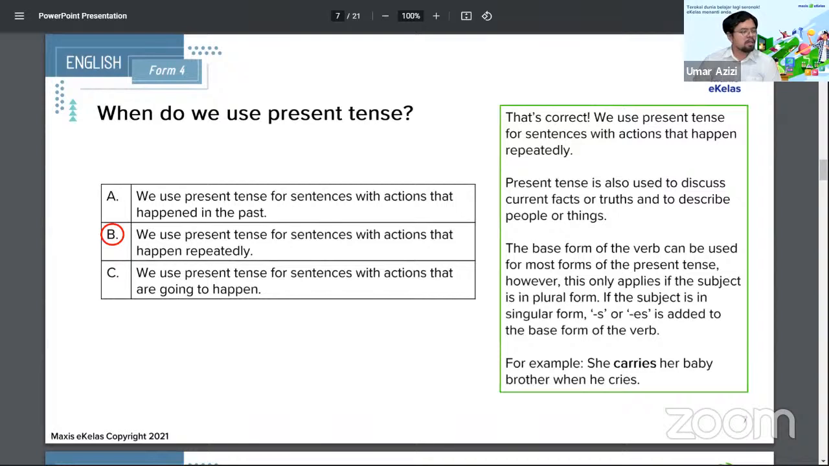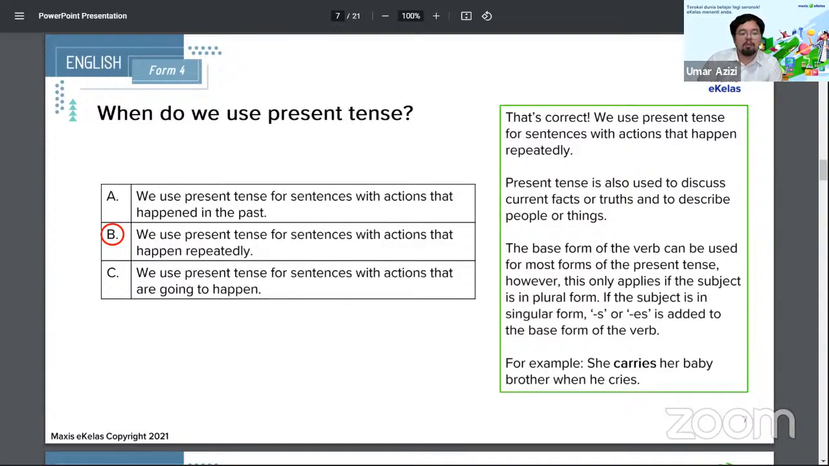And the answer is B. So present means happening now or happening repeatedly, things that you know will happen. If I say happening now, it's a continuing action, then it's the present continuous tense. The base idea of what a present tense means is that a sentence with actions that happen repeatedly that you know will happen. Present tense is also used to discuss current facts or truths and to describe people or things, because when you're talking about someone, the assumption is you're being truthful.